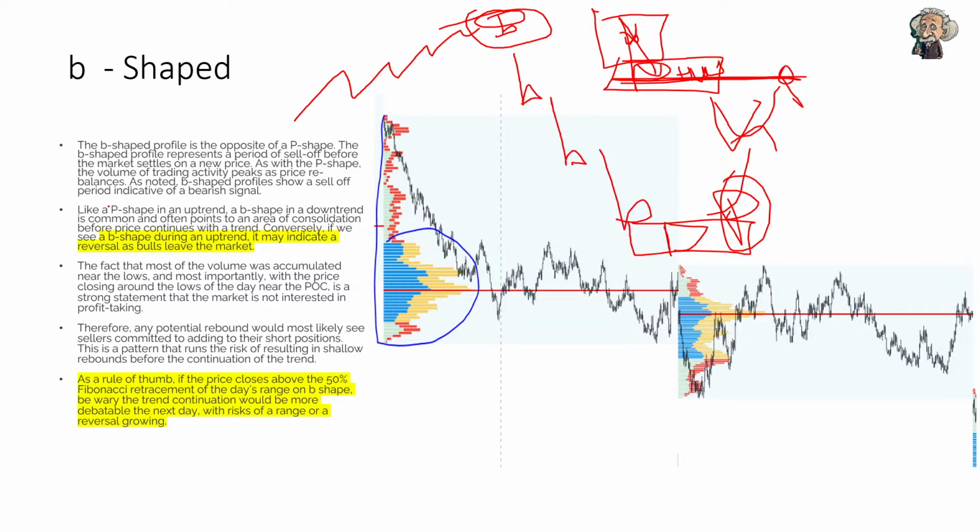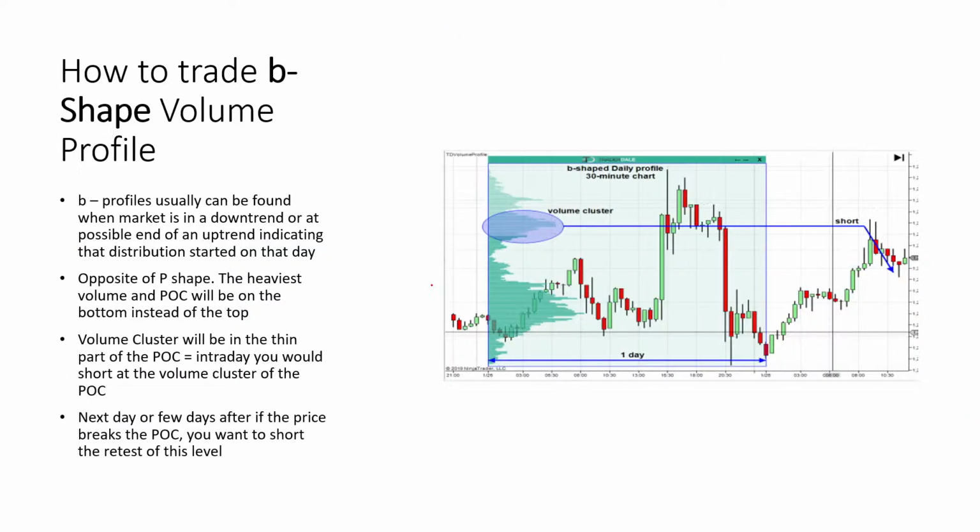Okay. Pay attention to this as a rule of thumb. If the price closes above the 50% on fibs on a B shape, be wary, the trend continuation would be more debatable the next day. So if you have a B shape and you take your fib here, let's say to here, and it's somewhere here, and we close above this for the day, there's a high chance that this trend, down or up, whatever the case is, might not continue. The over 50% rule for fibs, right? Yeah. Gotcha.